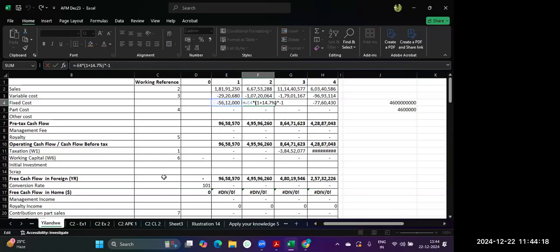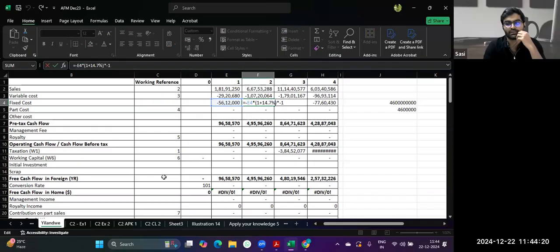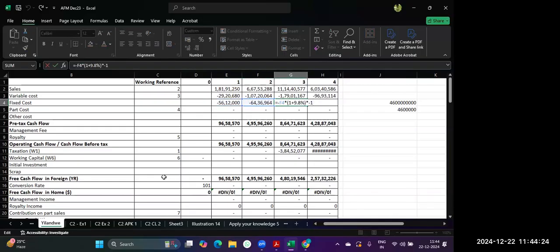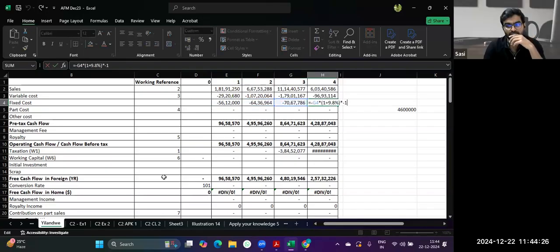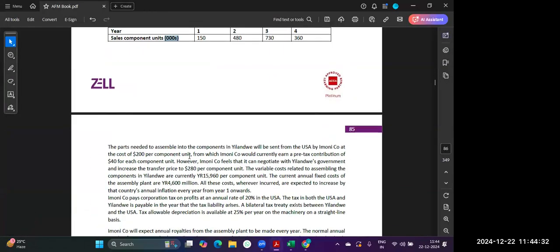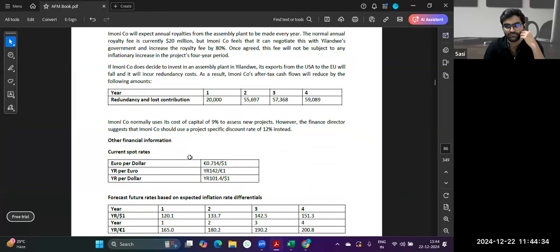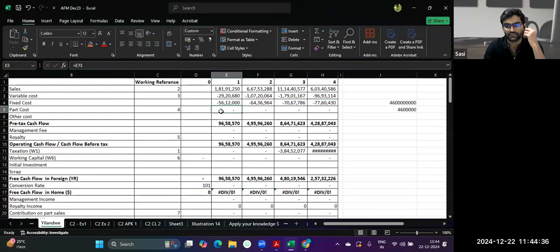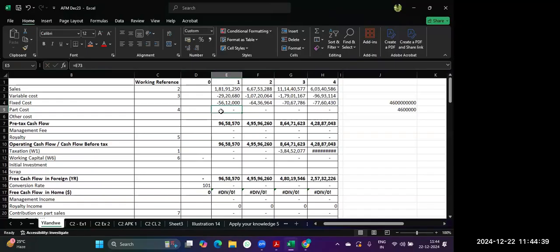Second year inflation rate is how much? 14.7. Third is? 9.8%. Fourth is? Same as the third year. Is there any other cost? Royalty. Before royalty, any operational cost?